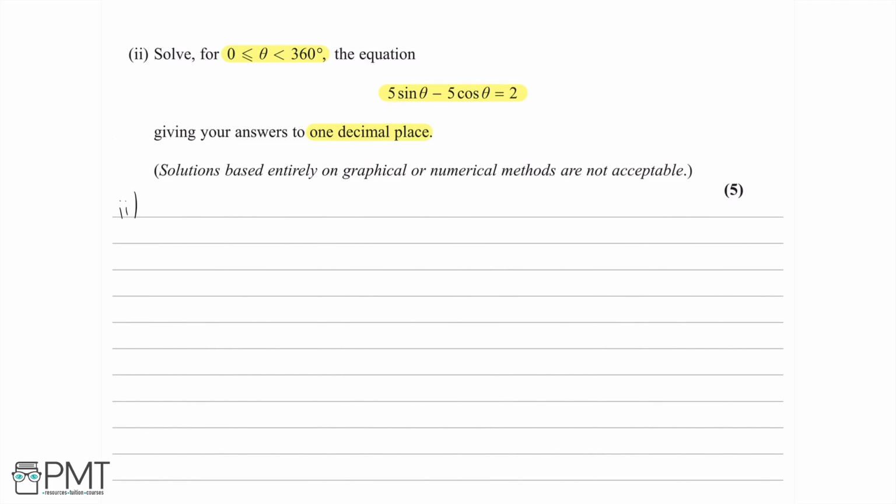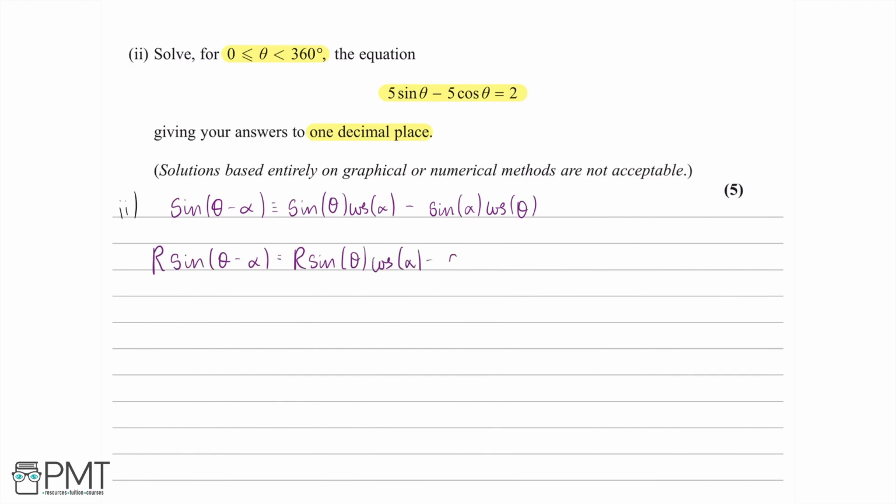And to help us here, we can use the compound angle formula. So compound angle formula, say we have sine theta minus alpha. Well, that's the same thing as sine theta cos alpha minus sine alpha cos theta. And now let's times everything by, let's say, r. Then we're left with r sine theta minus alpha equals r sine theta cos alpha minus r sine alpha cos theta.